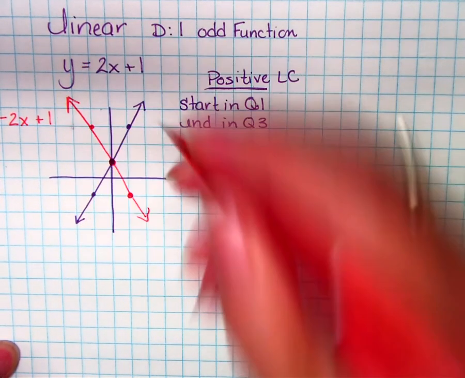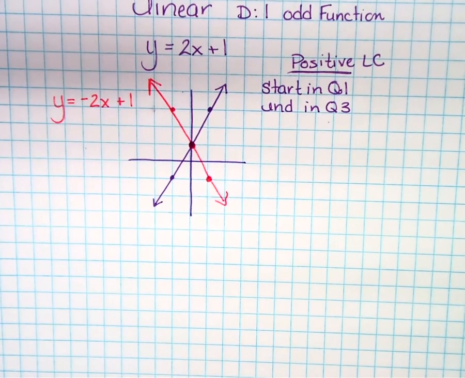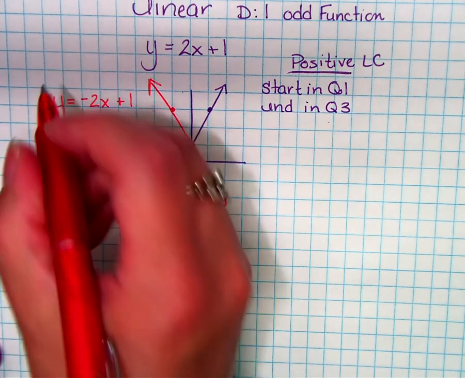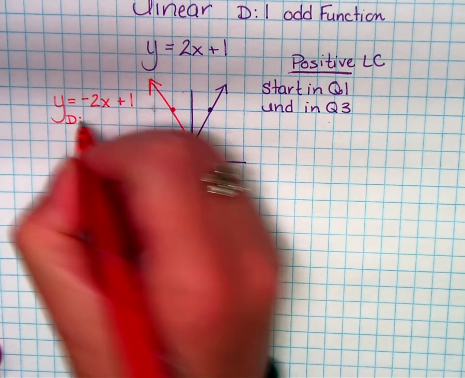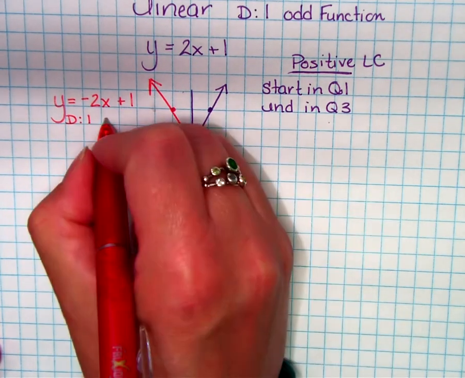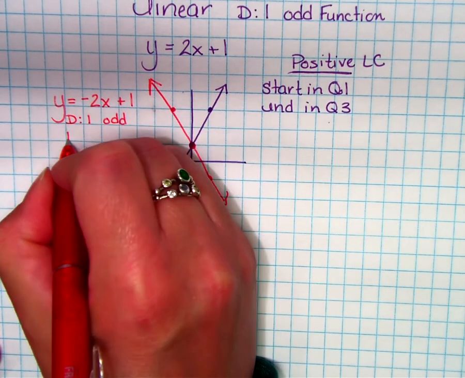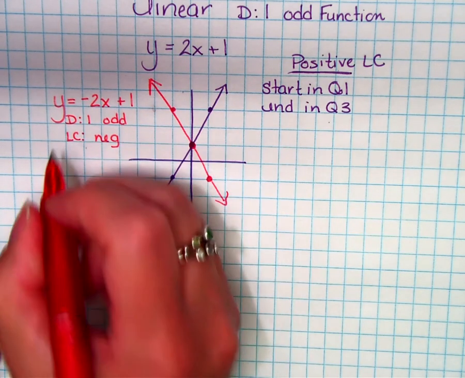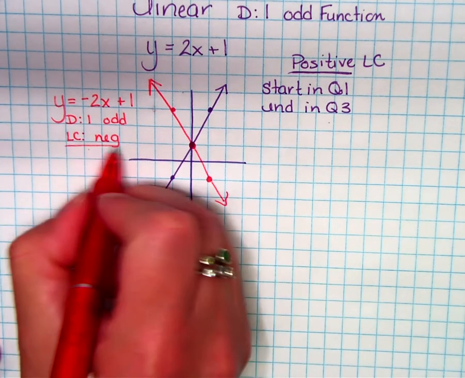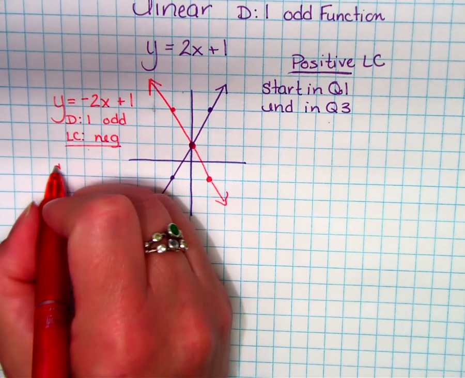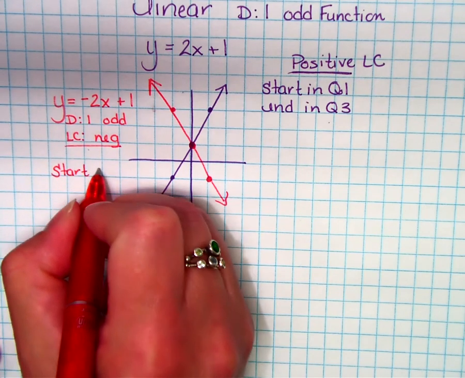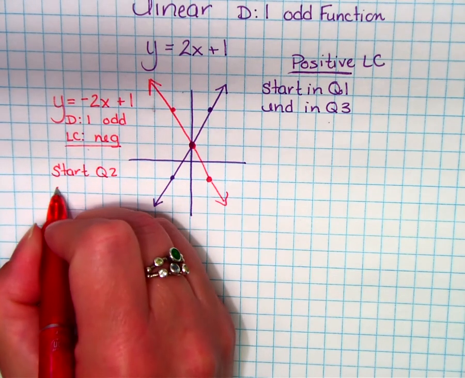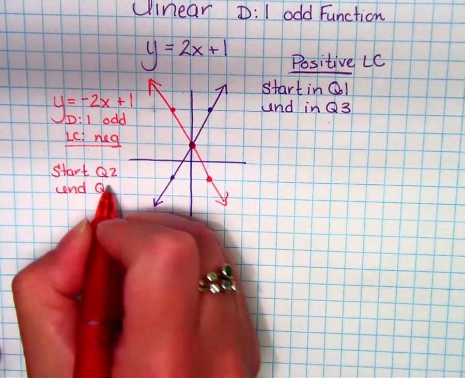Yep. So with this new one, this red one, what's my degree? My degree is still 1. So I have a degree of 1, so it's odd. And my leading coefficient now is negative. What are my end behaviors? Start in quadrant 2, end in quadrant 4.